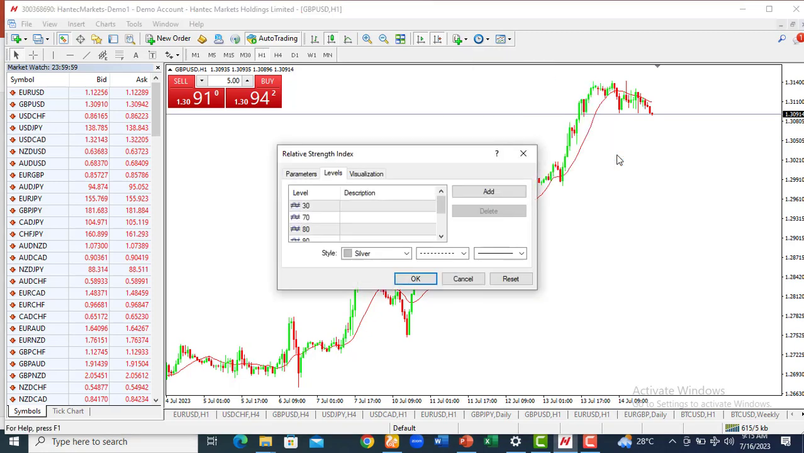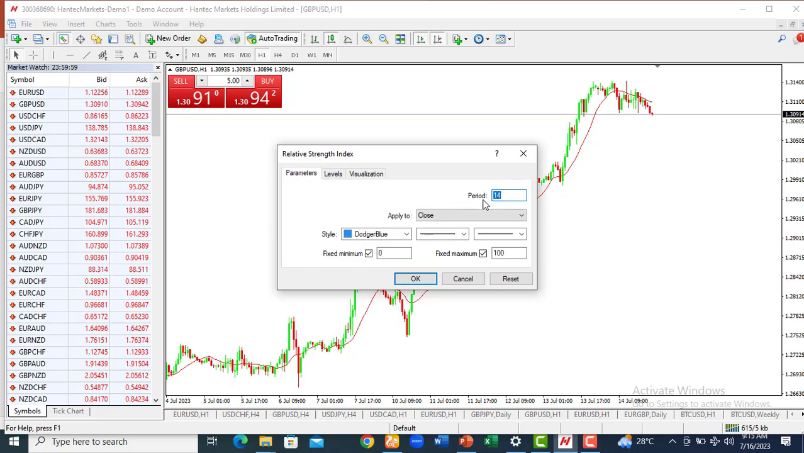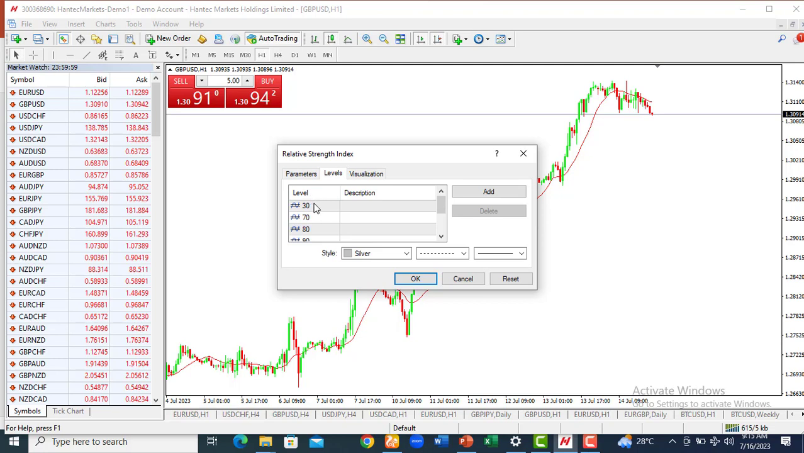When you come to oscillators, you're going to see so many options like the relative strength index, which simply means the RSI. Now this relative strength index by default comes with a period of 14. Now the levels, you can decide to add more levels. Like you can see description, by default it comes with 50, 70 and 30. But I added 30, 70, 80.